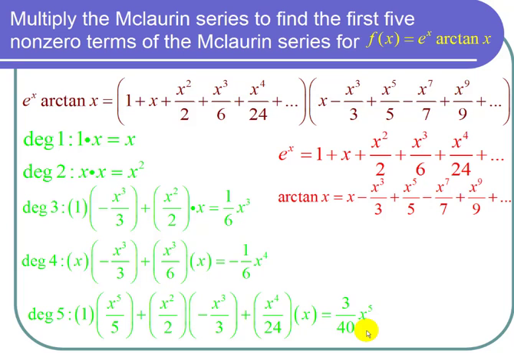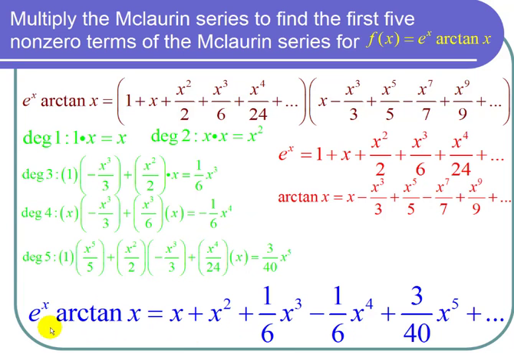So now I can put all of this together and find that my Maclaurin series for e to the x times the arctangent of x is x plus x squared plus 1/6 x cubed minus 1/6 x to the 4th plus 3/40 x to the 5th, plus ... So there's my first 5 non-zero terms of the Maclaurin series for e to the x arctangent of x. And I'm done with the problem.